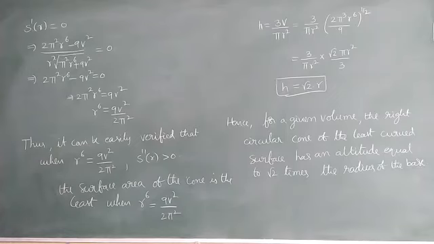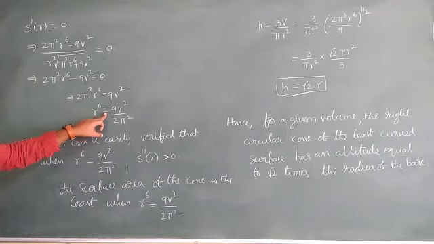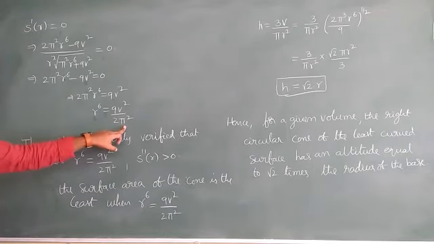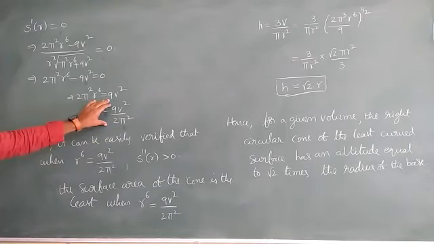Students, continue with that problem. S dash of r equal to 0 means S dash of r is (2π²r⁶ minus 9V²) by r² into the root of π²r⁶ plus 9V², equal to 0. The denominator transposed to that side, we get 2π²r⁶ minus 9V² equal to 0. Take it and make r the subject: r⁶ is equal to 9V² by 2π². This is the value, guys.